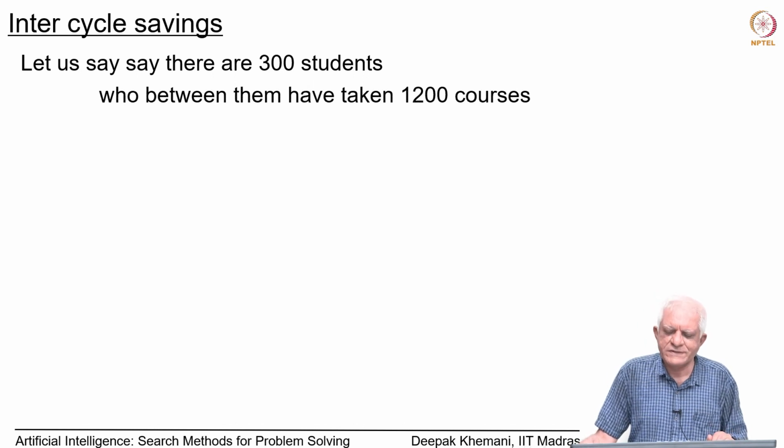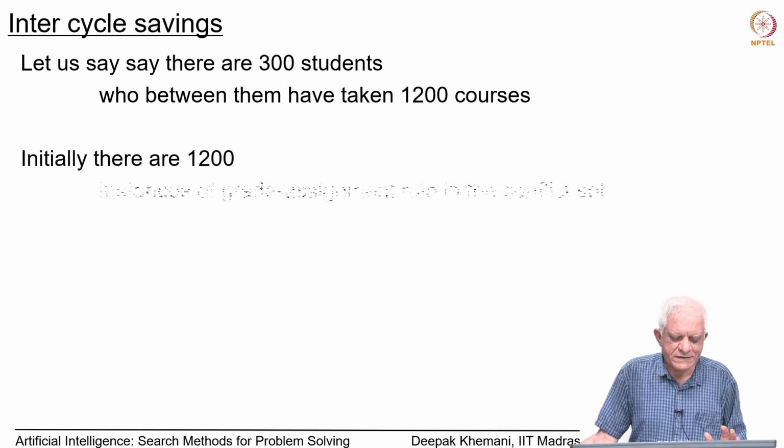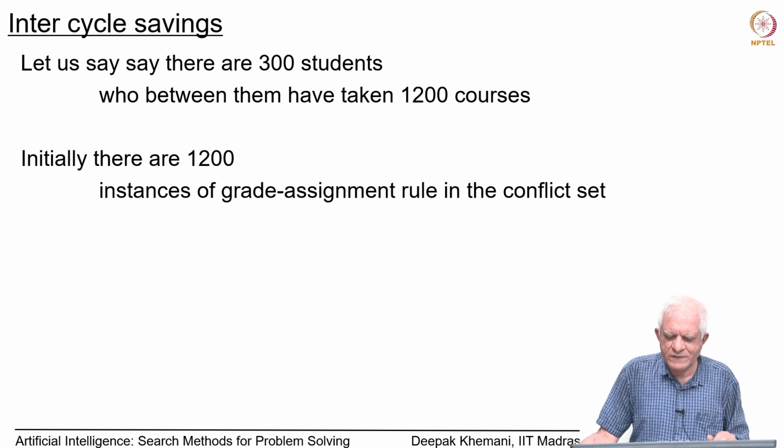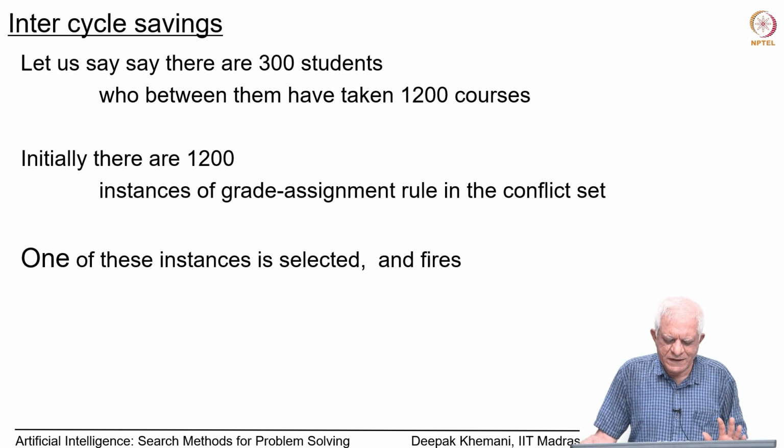Supposing there are 300 students in your institute and between them they have taken 1200 courses. So, let us say each student takes about 4 courses on the average. So, there are 1200 courses with 300 students, which means that 1200 grades have to be assigned essentially. And if you had this rule that we had spoken about, there would be 1200 instances of grade assignment rule in the conflict set. Depending on whatever strategy that you have implemented for resolving those conflicts, one rule would be selected and that rule would fire essentially.